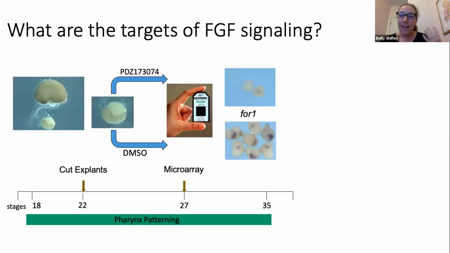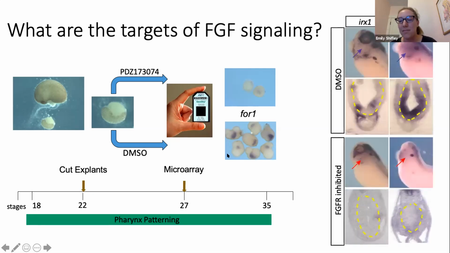But to add new information, we wanted to know what some of the targets of FGF signaling are. We know it's important for pharyngeal development, but there's not as much research on what genes it's turning on. So I did this experiment a while ago when microarrays were a thing, but we compared the early pharyngeal region of FGF inhibited embryos with control and got a list of downregulated genes, 2 of which are these Iroquois genes, so Iroquois 1 and 3.